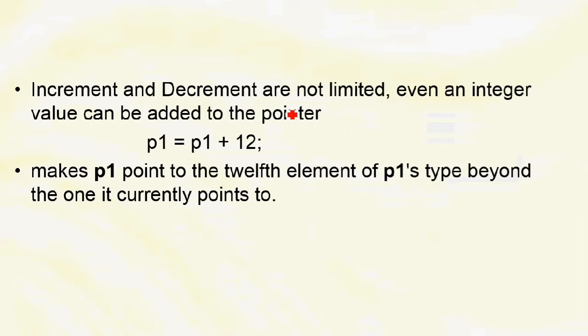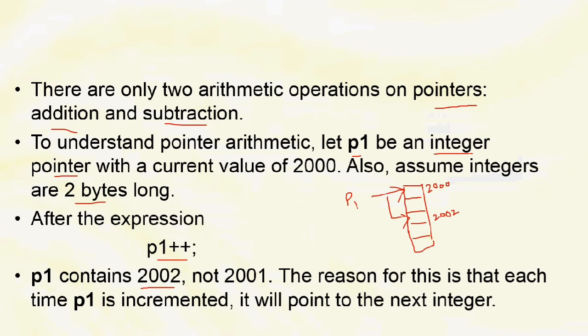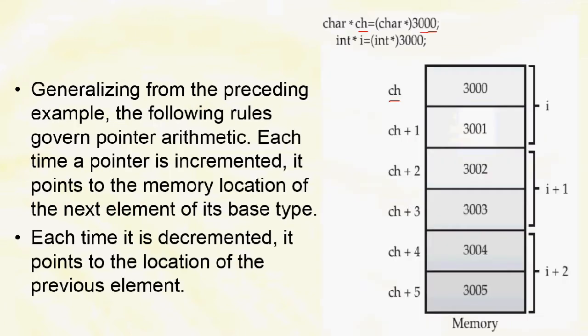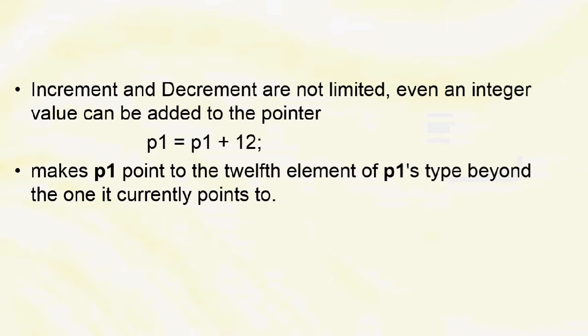Increment and decrement are not the only options; even an integer value can be added. In the earlier examples we just used the increment operator and decrement operator, plus plus and minus minus. Similarly, we can also add an integer to the pointer value. Here is an example. P1 is a pointer, and now we are adding the integer value 12 to that pointer.